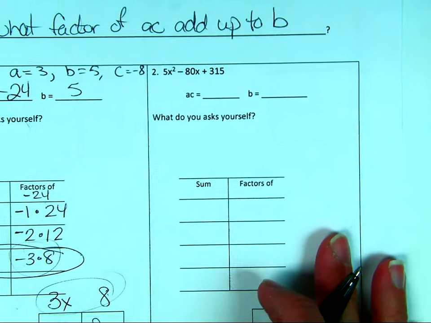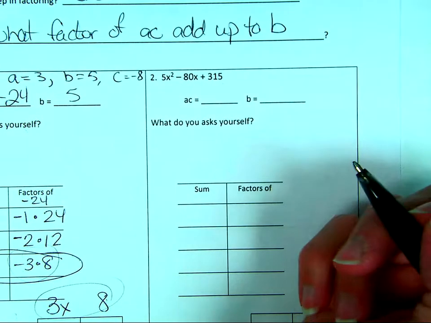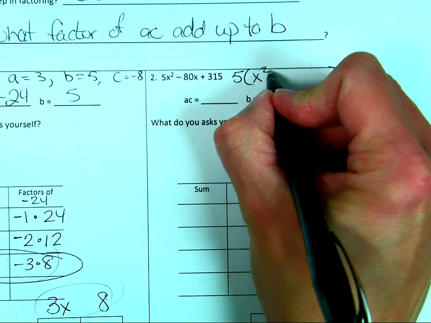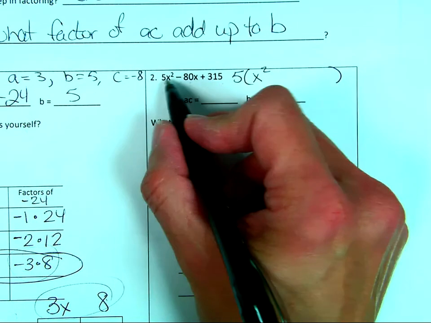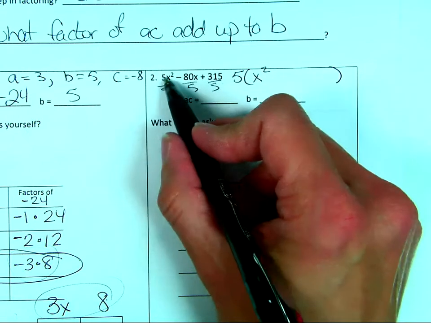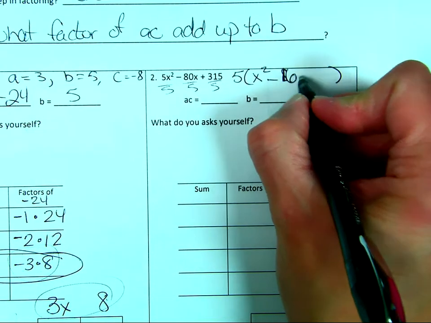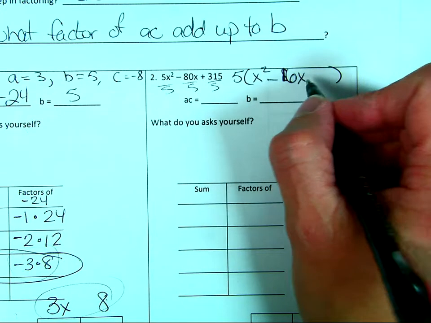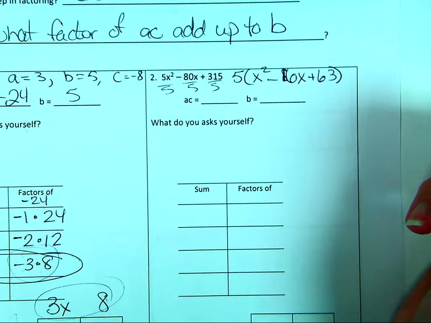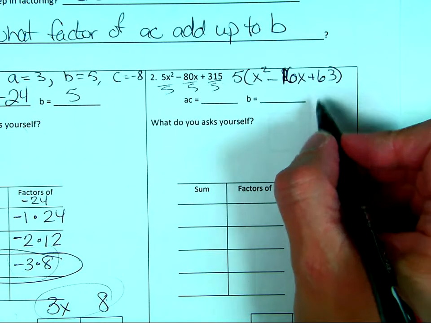Okay, so what's our first step? Always find the greatest common factor. Here, look, they're all divisible by 5. So we're going to actually factor out a 5 first. So if I divide that by 5, I get, remember, this is what we're doing when we're factoring out the greatest common factor, we get an x squared. If I divide 80 by 5, I get 16, not 80. And if I divide 315 by 5, you can get your calculator out. I believe that's 63. And this is a 16.